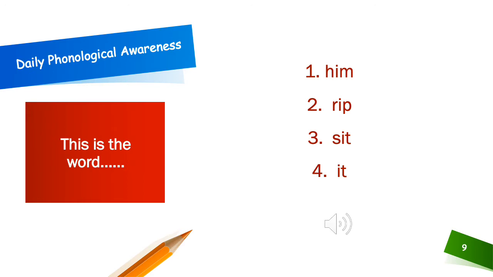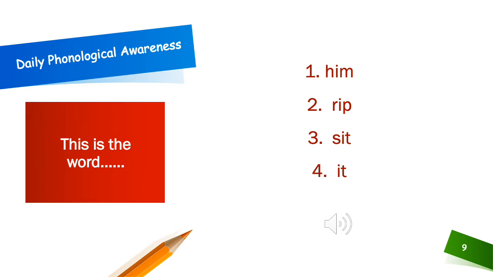Let's try number 2. The R makes the r sound. The I makes the I sound. The P makes the p sound. So r, I, p. What word do you get? If you said rip, good job.